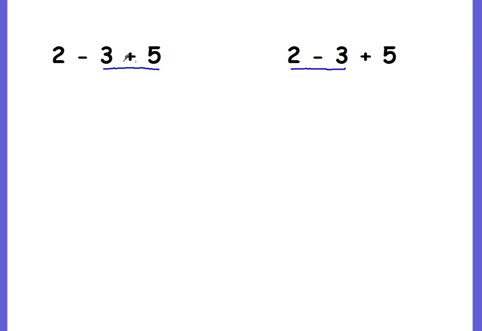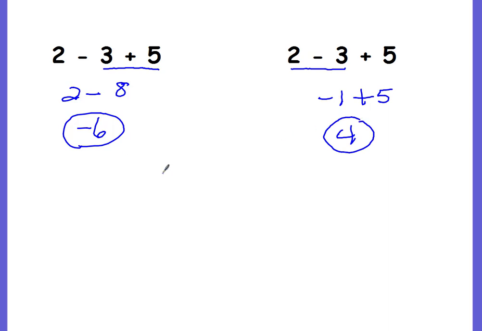Okay, if we add first, 3 plus 5 is 8. Then we do 2 minus 8, and that's going to give us a negative 6. If we subtract first, we get a negative 1. 2 minus 3 is negative 1. If we add that to a 5, we get a positive 4. So we have 2 different answers. Which one is correct?